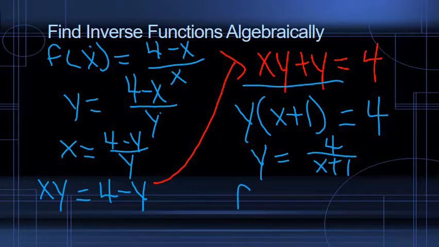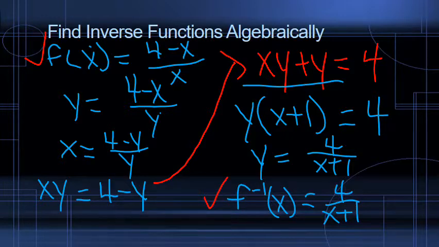And last step, rewrite this thing as an inverse. f minus 1 of x equals 4 over x plus 1. So the equation f of x equals 4 minus x over x has an inverse, and that inverse is 4 over x plus 1. Solve inverses algebraically.